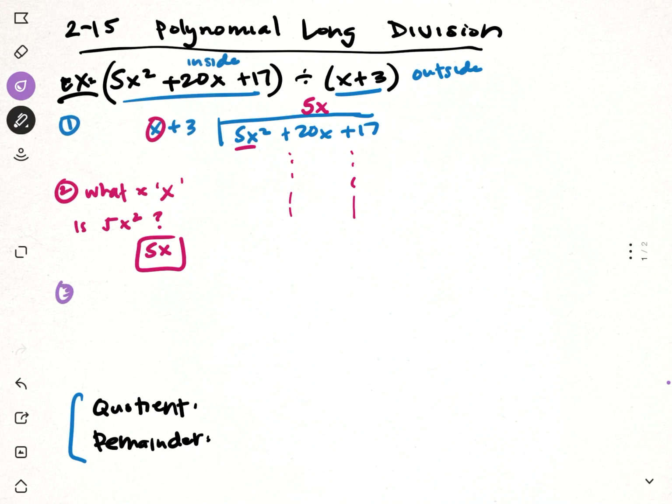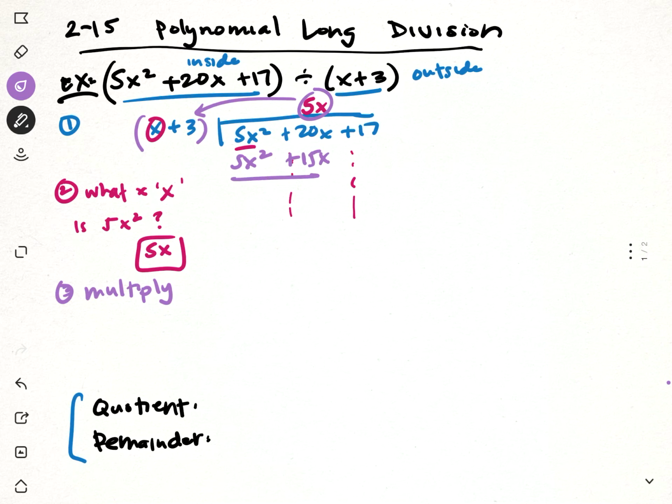Okay, from there, let's do purple. Step 3 is we're going to multiply the 5x by x plus 3. You can put it in parentheses, because we're going to end up distributing it. And then we're going to put it right below the polynomial that we started off with, 5x squared plus 20x plus 17. So 5x times x is going to give us 5x squared. That's what we should expect. We should expect that the top and bottom terms are the same if we did it correctly, so that should always end up canceling out. And then we're going to do 5x times 3, which is 15x.